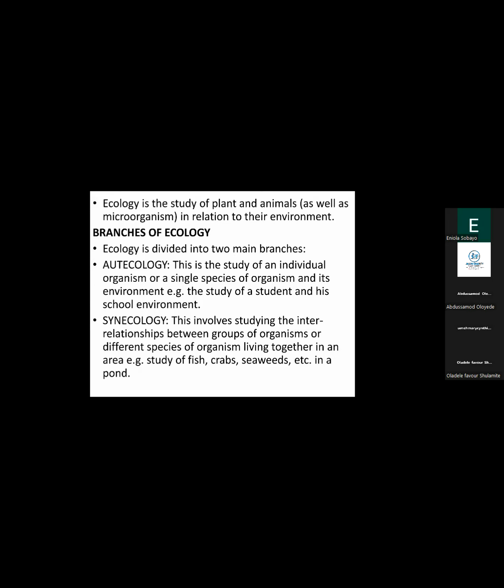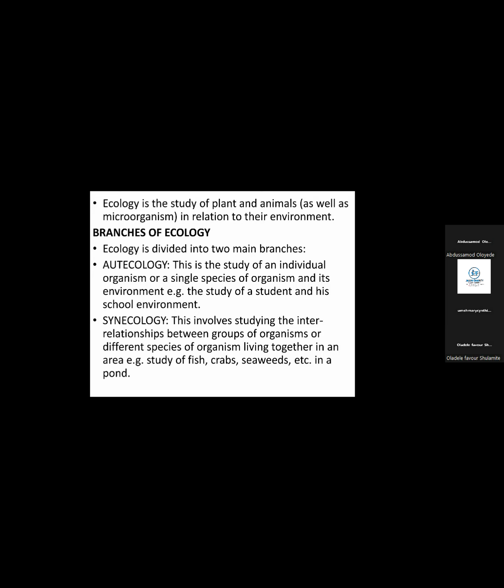Now, ecology is defined as the study of plants and animals in relation to the environment. And when we say plants and animals, it revolves around every living thing. So in simple words, we can just say ecology is the study of how all living things relate to the environment. That's the definition of ecology.